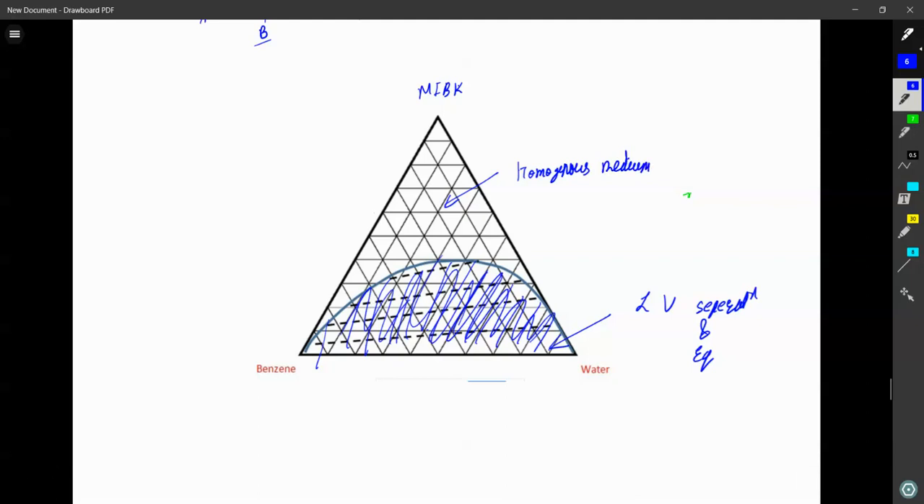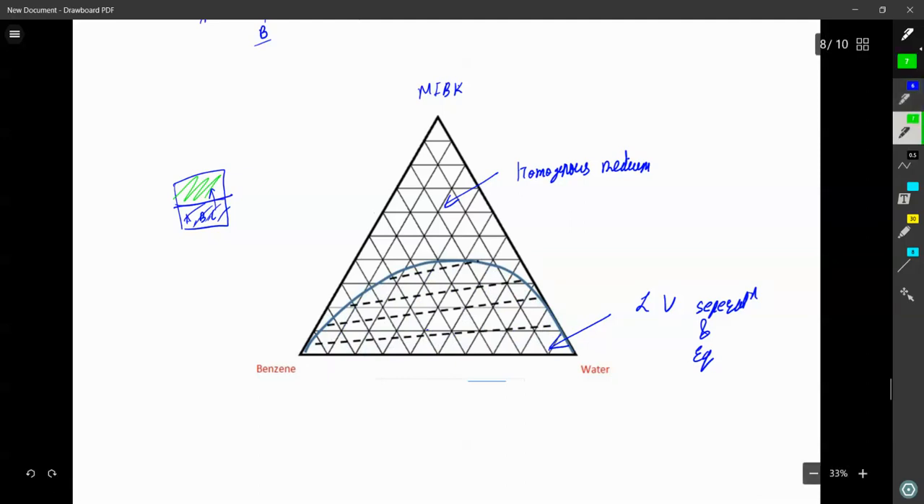Okay, which means that if you have the system A, B, C, it will get separated into two phases, green and blue, only when the concentrations are in the shaded region. Otherwise it is a homogeneous mixture. Okay, that is one thing about it.